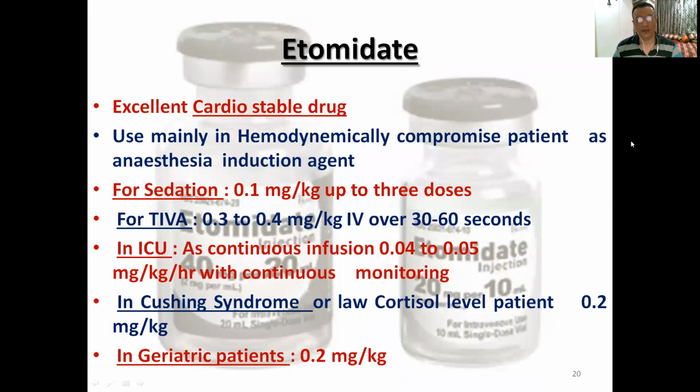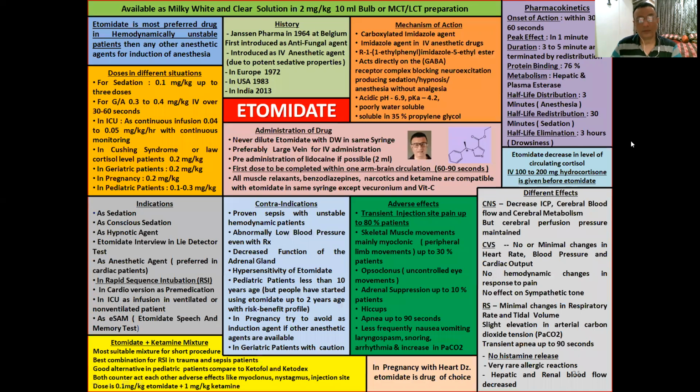Fourth drug is etomidate. It is a very excellent cardiostable drug used mainly in hemodynamically compromised patients as an anesthesia induction agent. And I hardly use it once or twice a month. For sedation, 0.1 milligram per kilogram; for TIVA, 0.3 to 0.4 milligram; and for geriatric patients, 0.2 milligram.